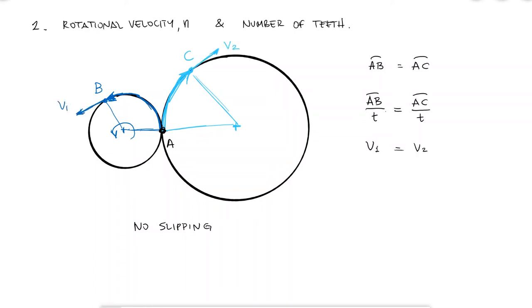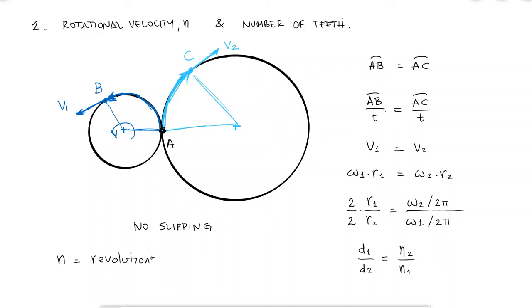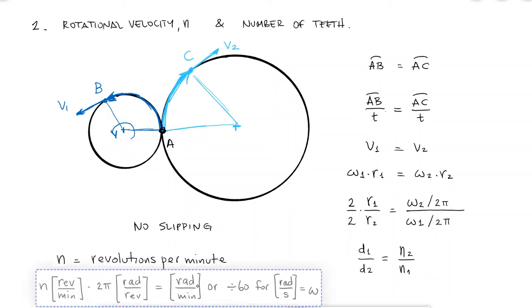From basic physics, we know that the linear velocity is equal to the angular velocity times the radius, and therefore the radii ratio has to be the reciprocal of the angular velocity ratio. Since we usually use the diameter and not the radius, and since we usually talk about revolutions per minute instead of angular velocity, we can multiply by 2 on the numerator and denominator of the left-hand side and divide by 2 pi on the numerator and denominator of the right-hand side. The left hand would be the ratio between gear diameters, and the right-hand side would be the number of revolutions per minute, since there are 2 pi radians per revolution to find omega, the angular velocity.